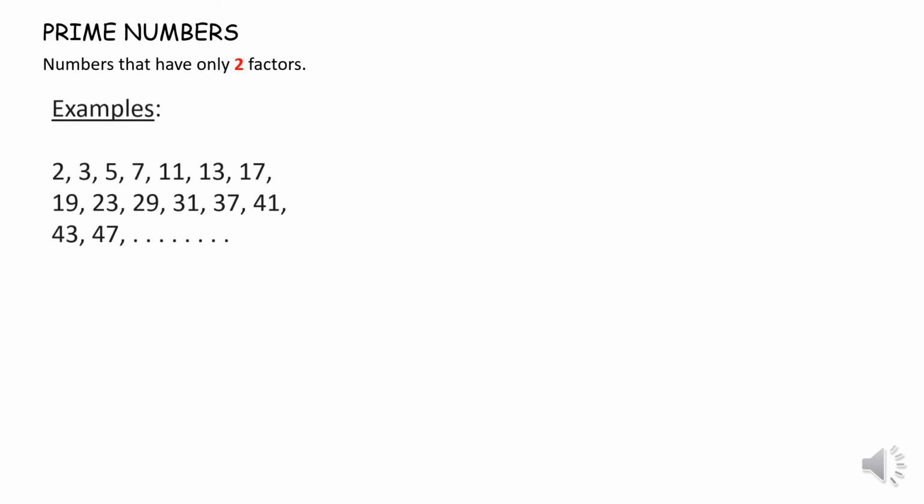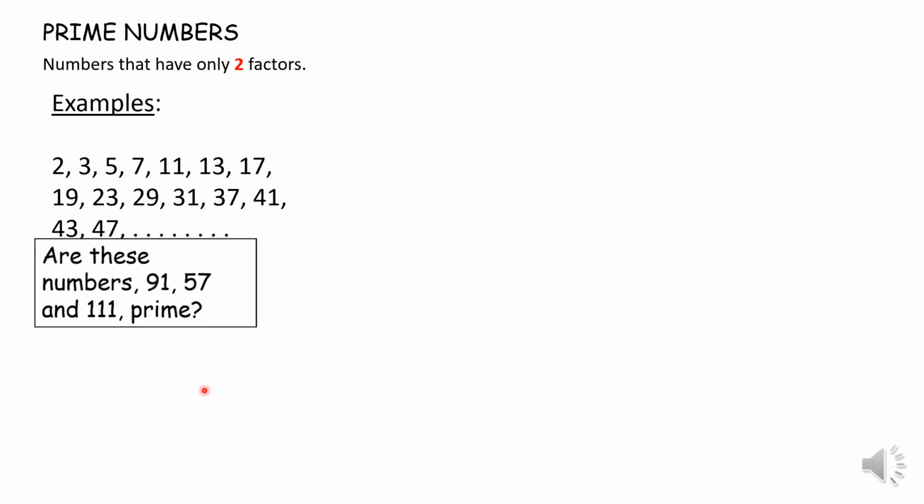All right, let's talk about prime numbers. Prime numbers are numbers that only have two factors. There are only two numbers that go into them. I have listed a few here, and they also never end. So 2, 3, 5, 7, 11, all these numbers are prime.